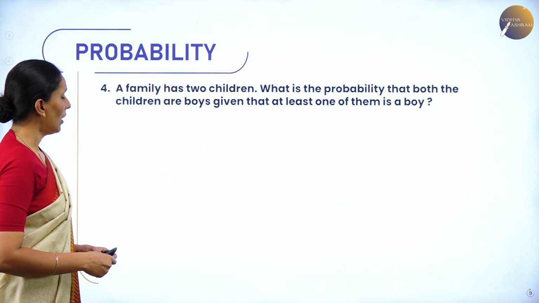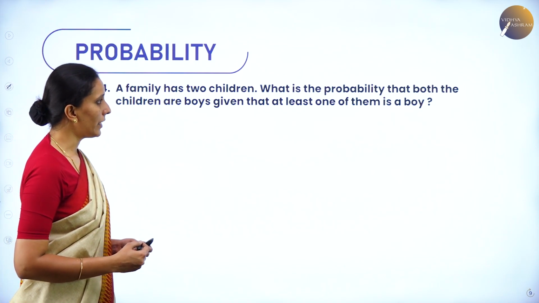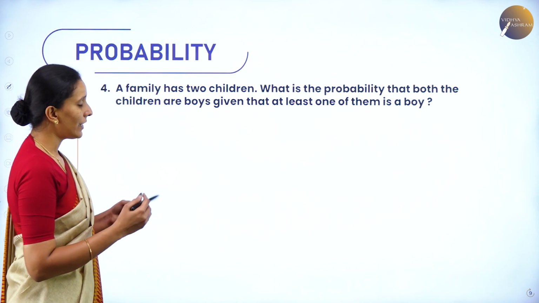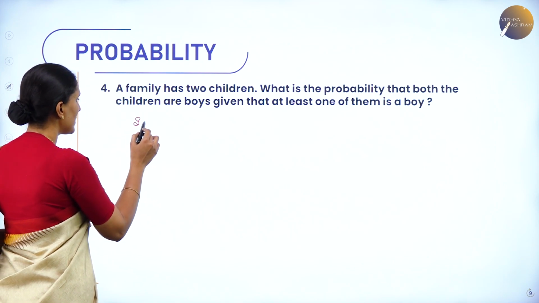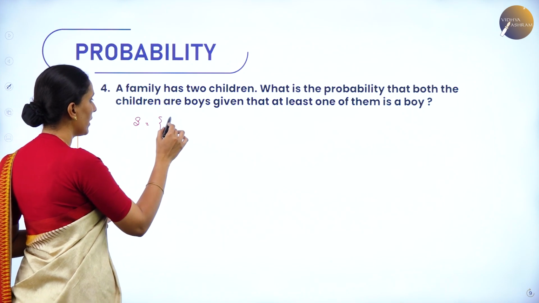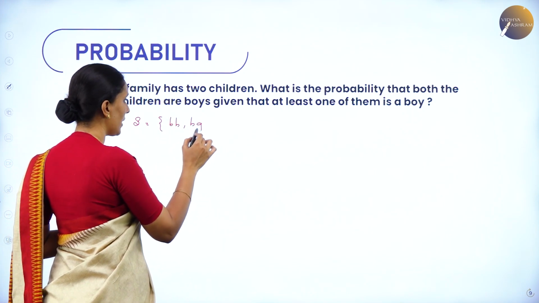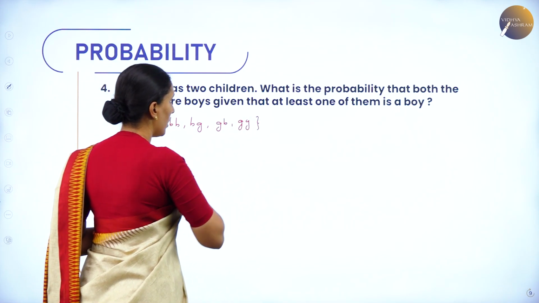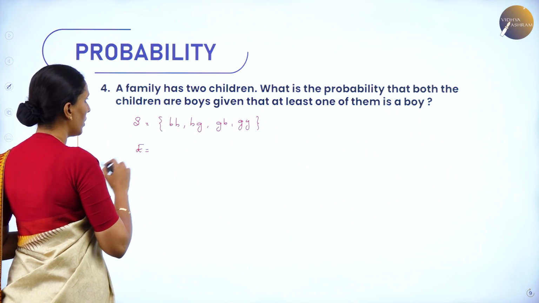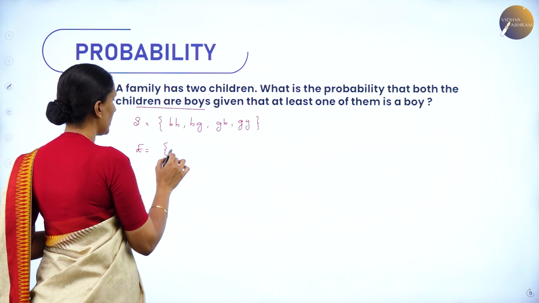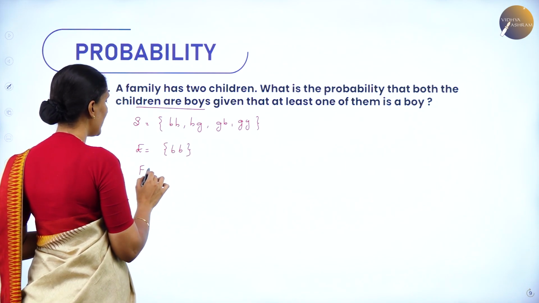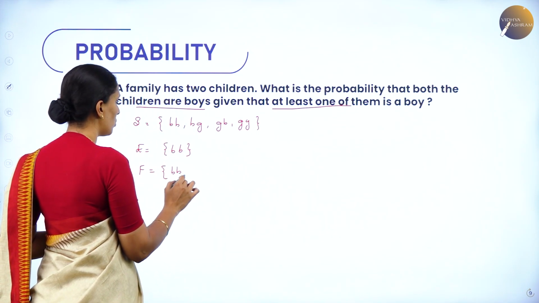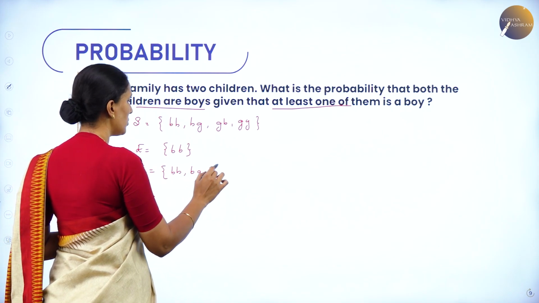Next, a family has 2 children. What is the probability that both the children are boys given that at least one of them is a boy? So let us consider the sample space of this experiment. A family has 2 children means it may be both boys, one boy and one girl as elder and younger, or girl and boy, or both are girls. Now let us consider an event E where both the children are boys, that is BB. And let F be the event where at least one of them is a boy. So the set is BB, BG, or GB.